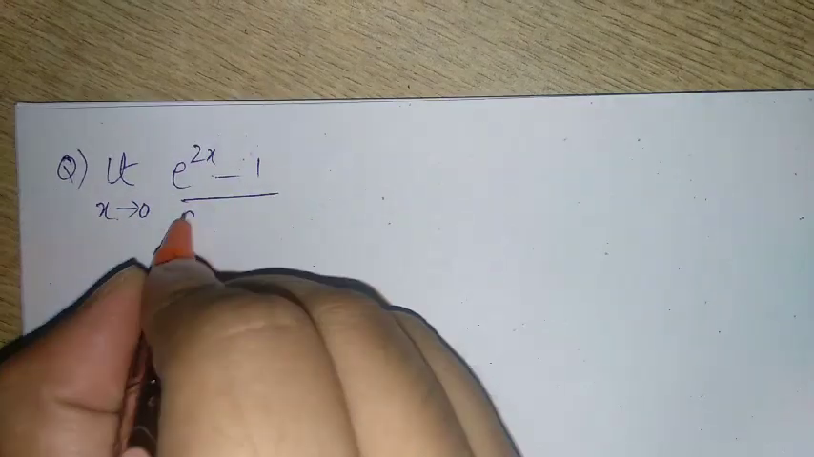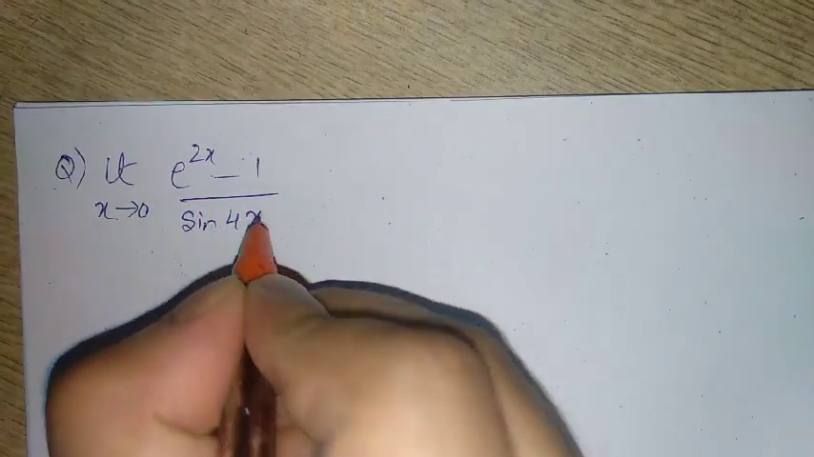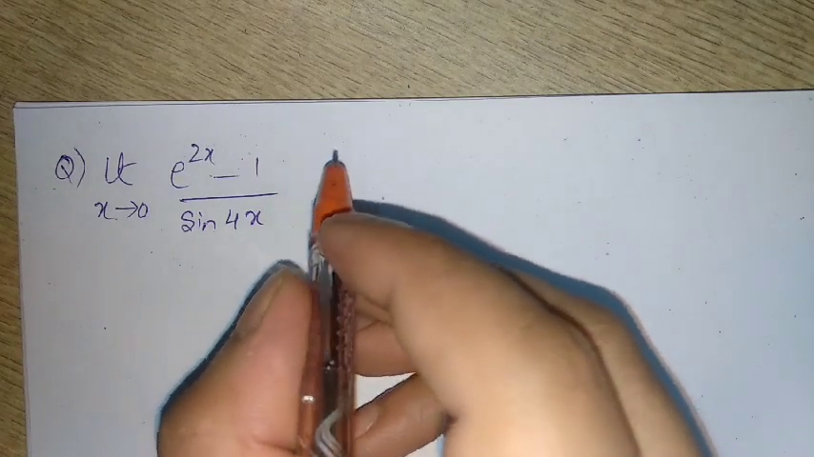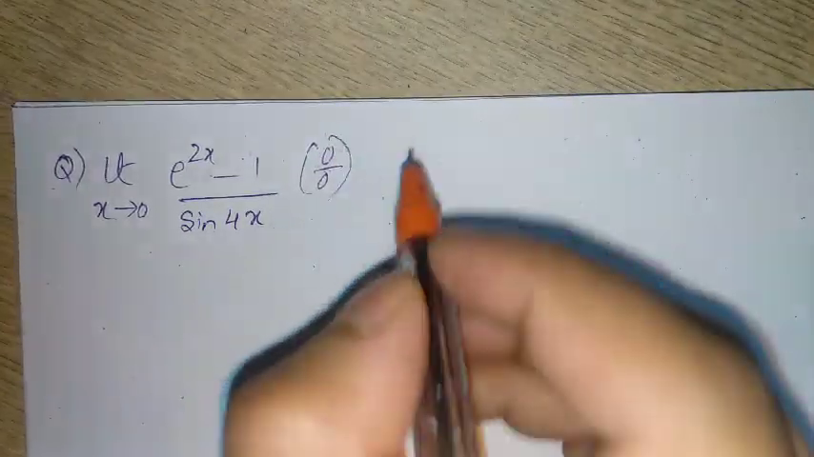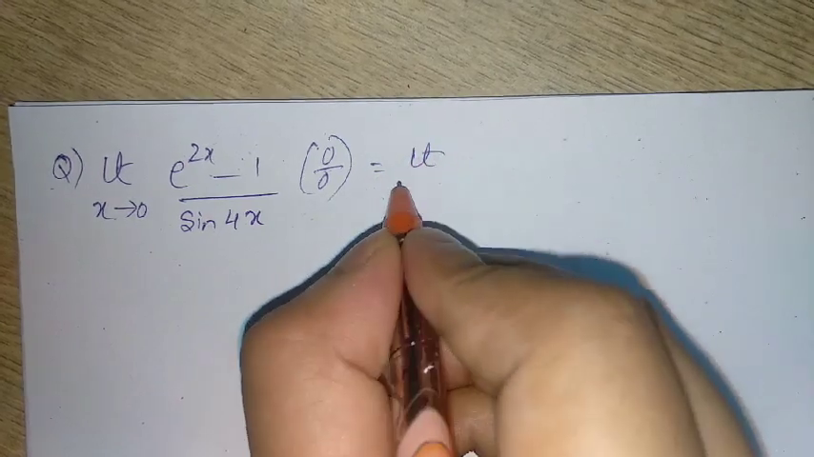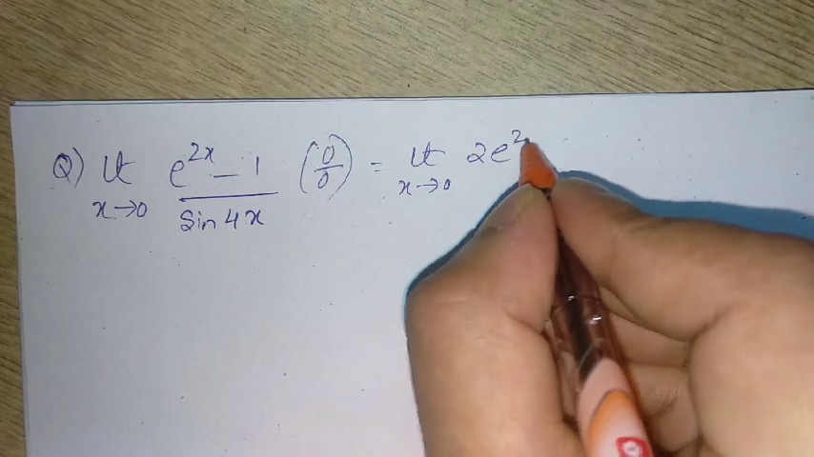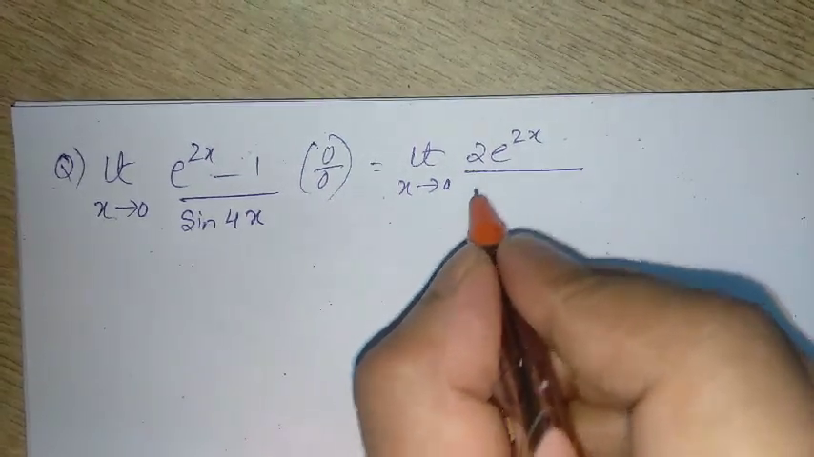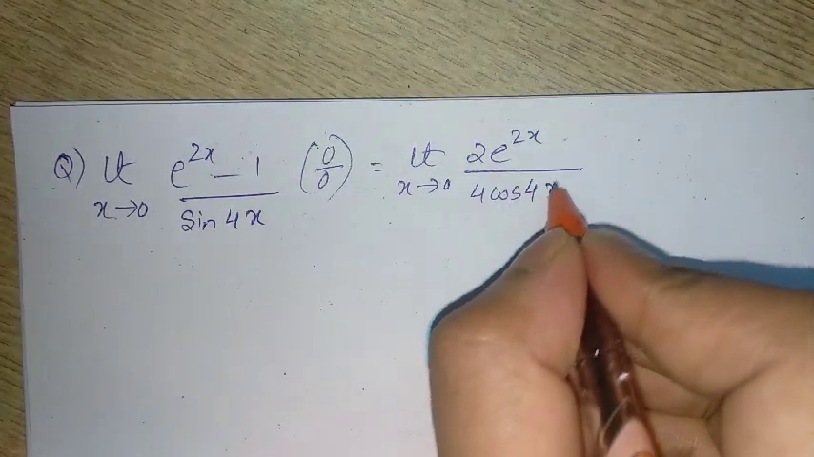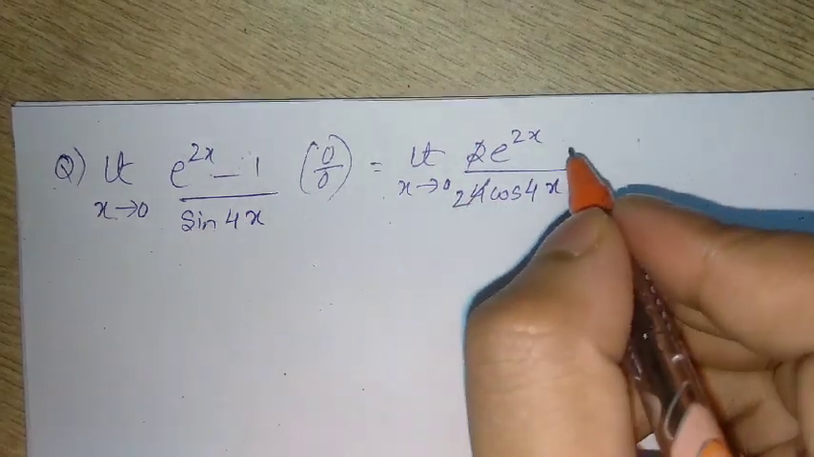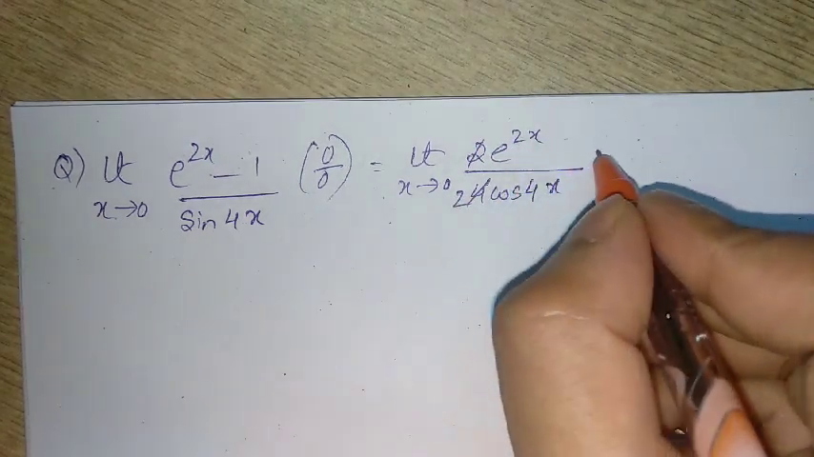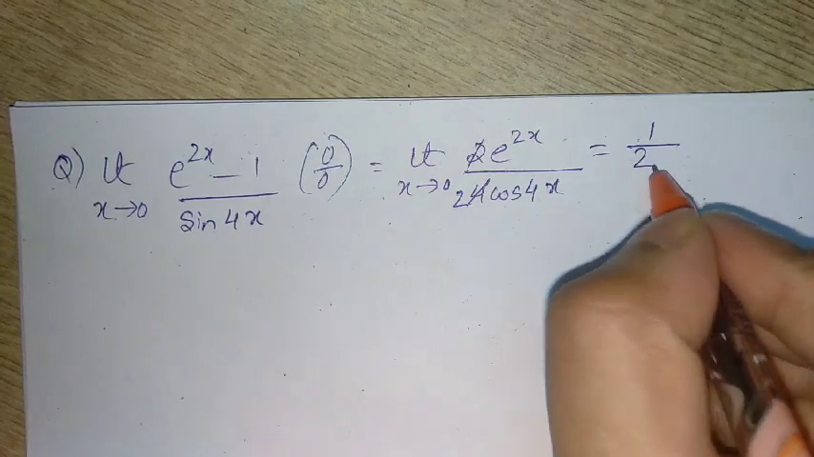Next question is limit x tends to 0 of (e to the power 2x minus 1) by sin 4x. How to solve this? If you see, this is also 0 by 0 form. So we will do differentiation on both numerator and denominator. e to the power 2x, if we differentiate, we will get 2 e to the power 2x, and this will be 4 cos 4x. So 2 and 4 cutting, we will get 1 by 2. If we put x here, we will get 1 by 2 as the answer.